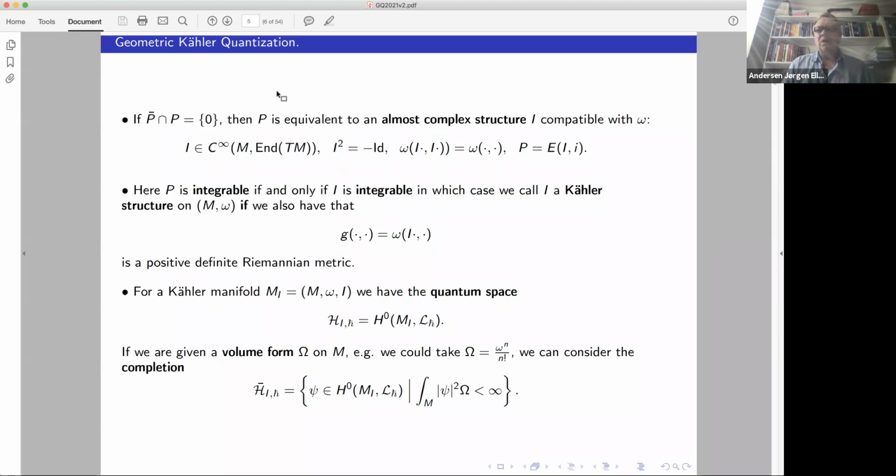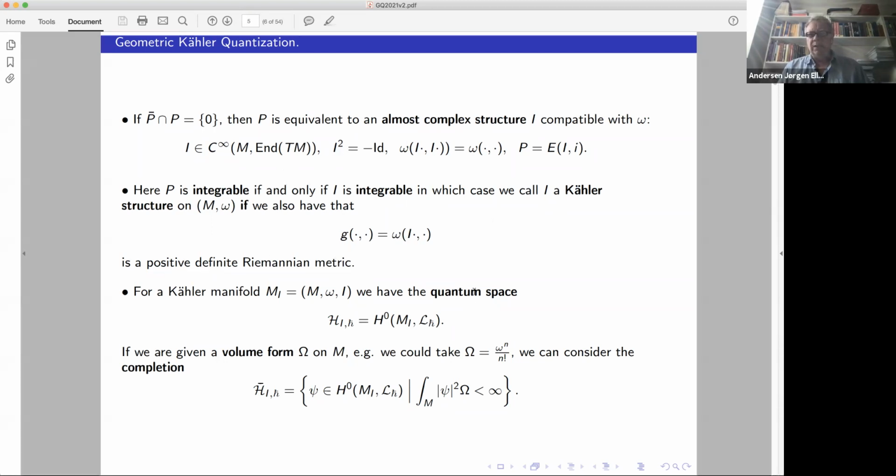And so those almost complex structures are compatible actually with omega, and that means that they make the symplectic form a (1,1)-form. And second of all, of course, it squares to minus identity. That's part of being an almost complex structure. And now the integrability condition in this case is exactly the same as saying that we have a Kähler structure and that the Kähler metric is related to the symplectic form in the usual way. And in this case, I want to require that it actually is a positive definite Riemannian metric. Then it is Kähler.